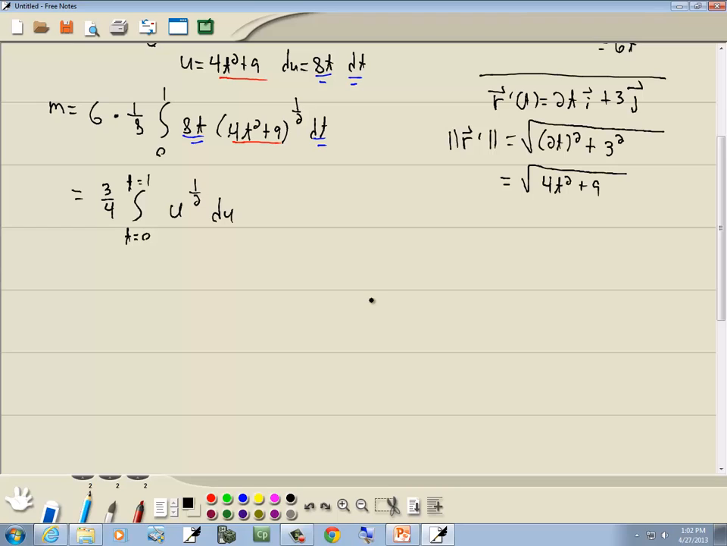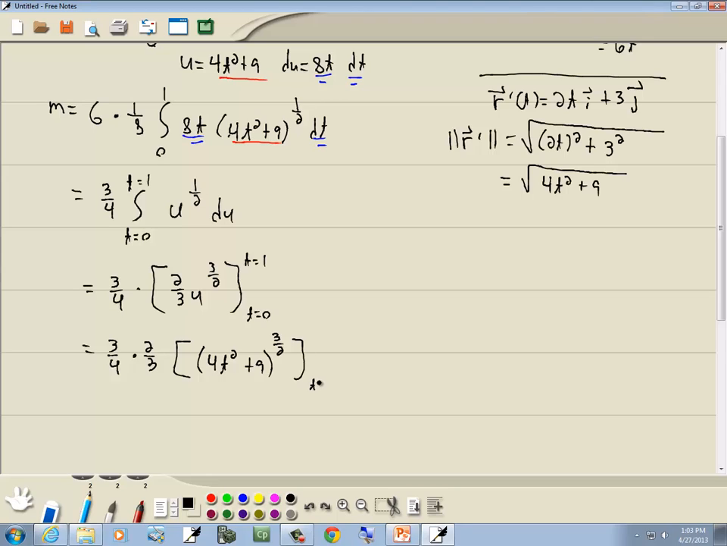Okay. Add 1 to our power, divide by our new power. So that gives us 2/3 u to the 3/2 from t equals 0 to t equals 1. 2/3 I can put out in front, so we've got 3/4 times 2/3. And u we said was 4t squared plus 9, so I'll plug that back in: 4t squared plus 9 to the 3/2 from t equals 0 to t equals 1. Those 3's cancel, and I got 2/4, which is 1/2.